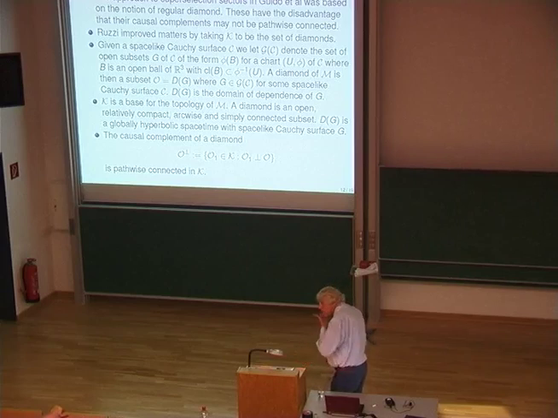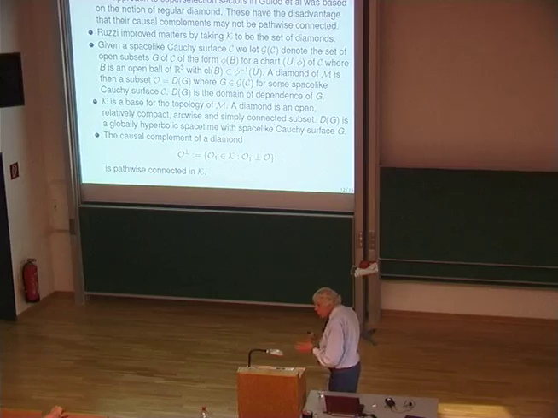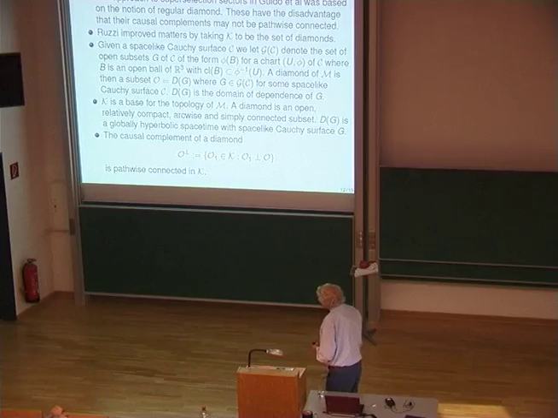So being a diamond, it should be based on some Cauchy surface. And the set on the Cauchy surface is denoted by G. And this set on the Cauchy surface is the inverse image of a ball in three space under differentiable coordinates for the Cauchy surface. And then you take the domain of dependence of G to get the regular diamond. And this K is a base for the topology of M. A diamond is open and relatively compact, arcwise and simply connected.